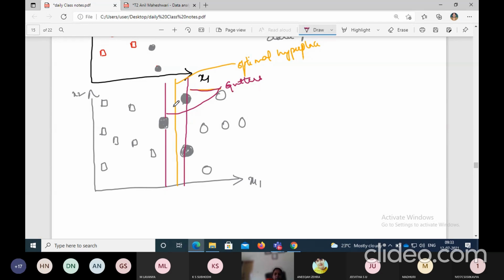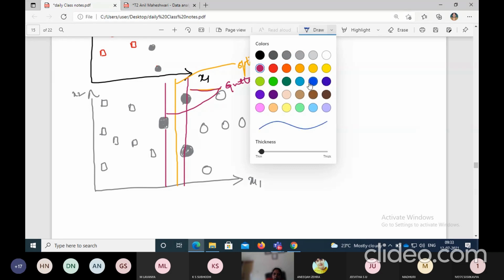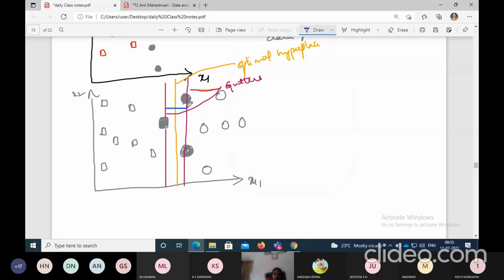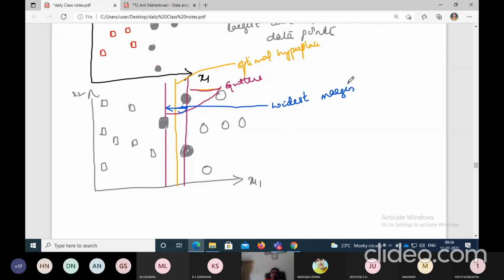We need to see visually what the range is, so the widest margin we can find out. Let me put it in another color. The widest margin we need to find is between the two gutters. So this is the widest margin. Then we try to find the support vectors, or support machine vectors, as we call them.